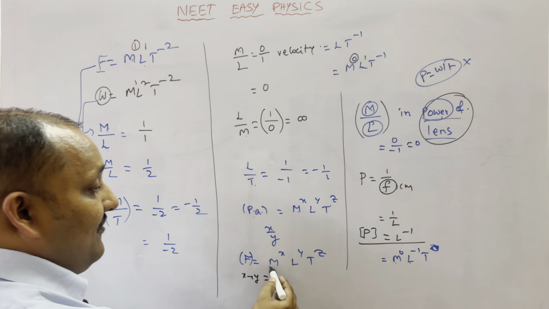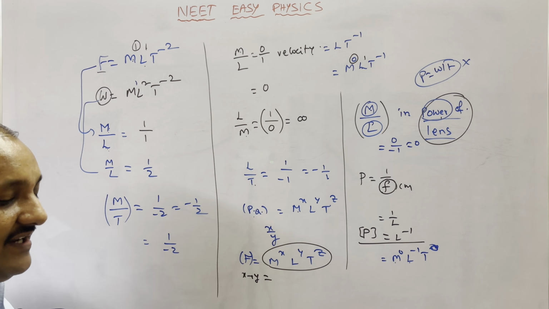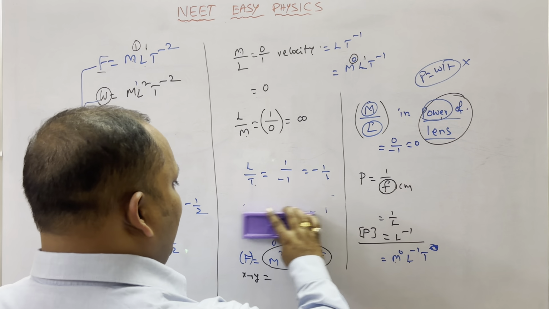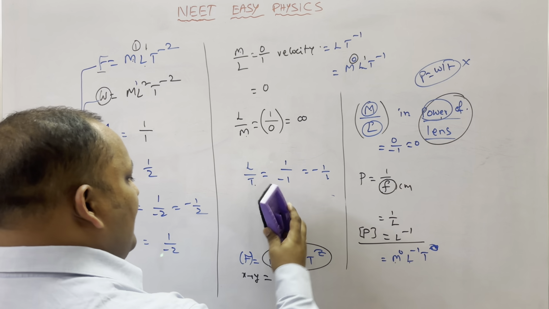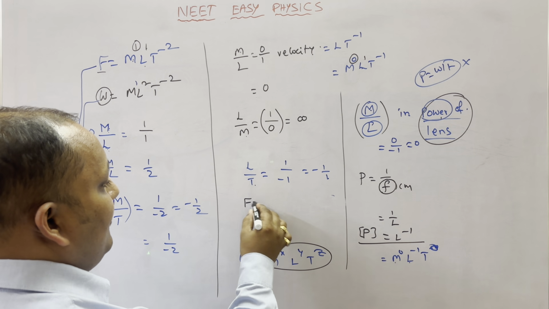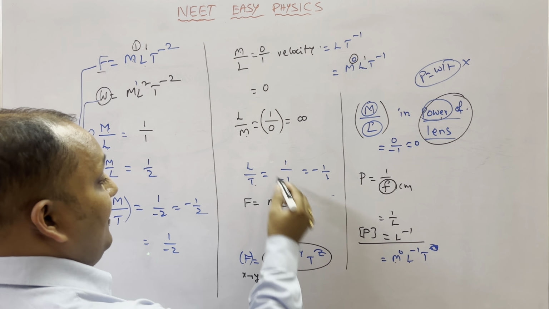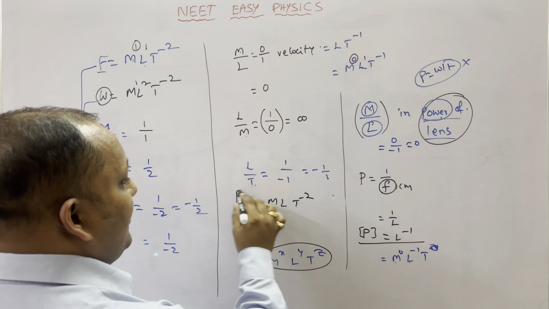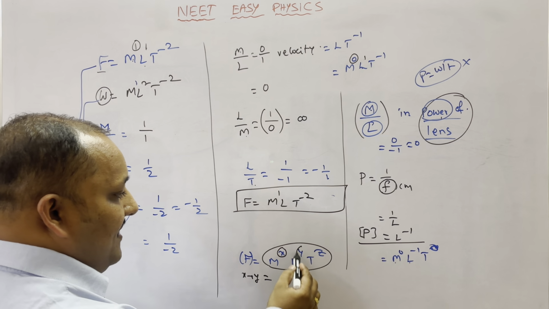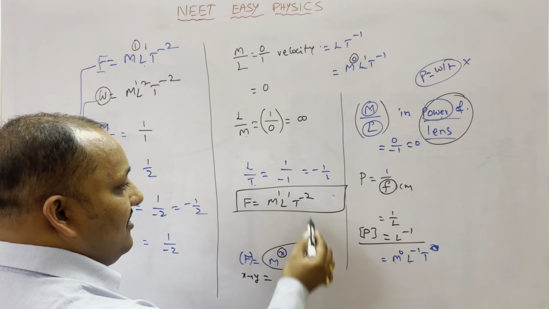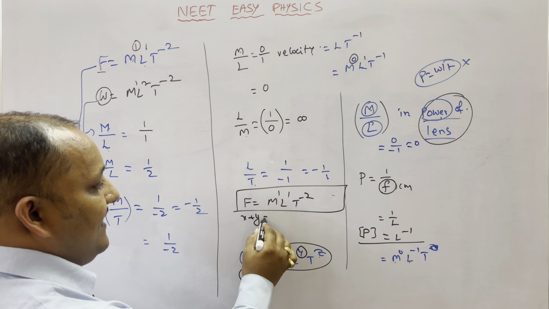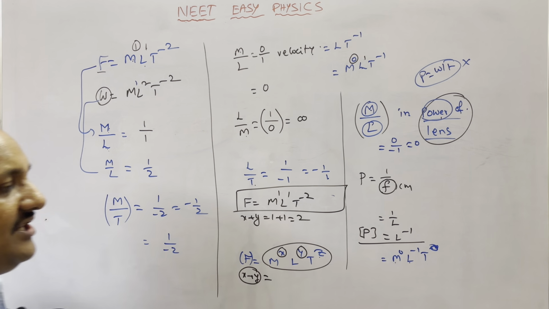So whenever they say force, what is the force dimensional formula for us? We are saying repeatedly, F is going to be M L power 1 T power minus 2. So in place of x how much is there here? 1. In place of y? 1. In place of z, minus 2. So what is the x plus y value? x plus y is 1 plus 1, that is 2.